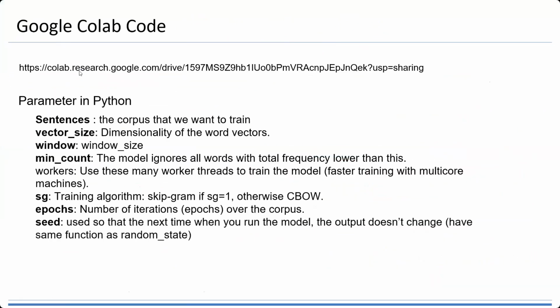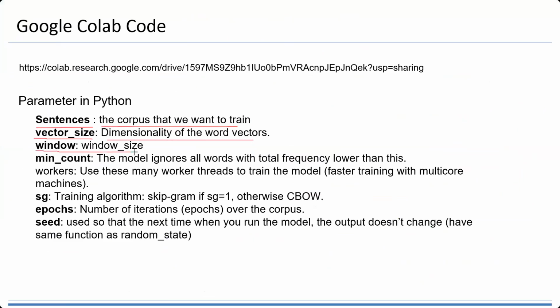So let's just go to the Google Colab. I will not explain the mathematics behind those things. You can see in the Google Colab later, there are some parameters that we can use. The parameter sentences means what is the corpus that we want to train. And then vector size means the dimensionality of the word vectors. If there is no information, then they will just use the default.